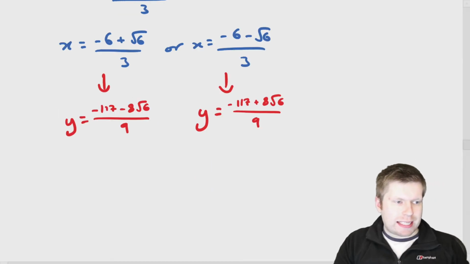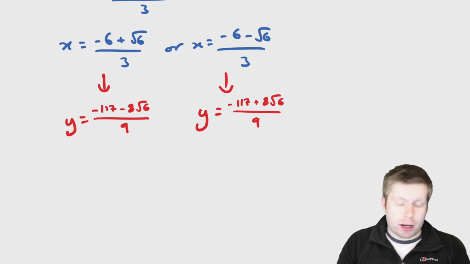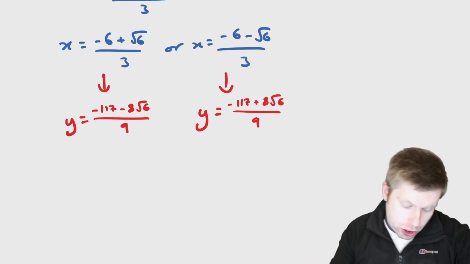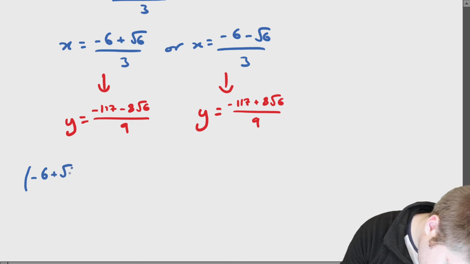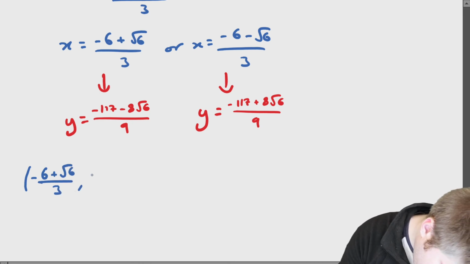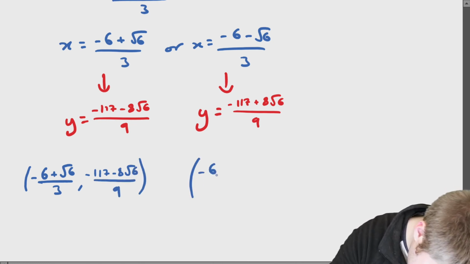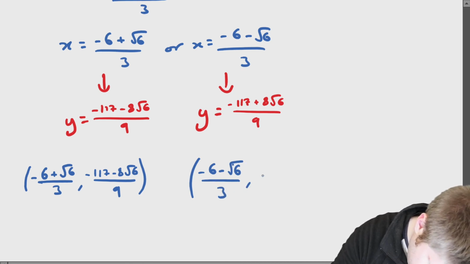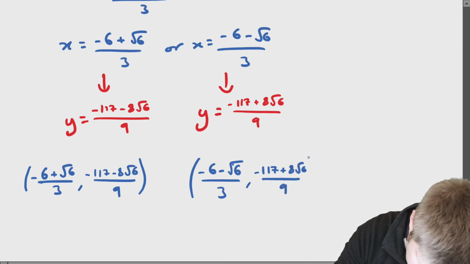So finally, if I stick all that into a calculator and put those 2 answers into my equation, I find that those are my 2 y values as well. Okay, so those are my stationary points. I should write them as stationary points. So negative 6 plus root 6 over 3, and then my y is negative 117 minus 8 root 6 over 9. And then my other stationary point is negative 6 minus root 6 over 3, and then my y value is negative 117 plus 8 root 6 over 9, like so, okay?